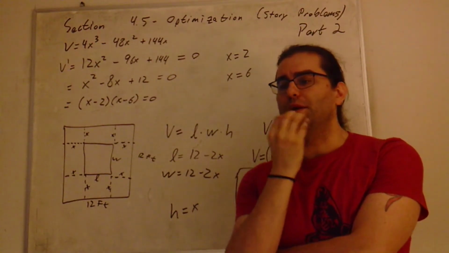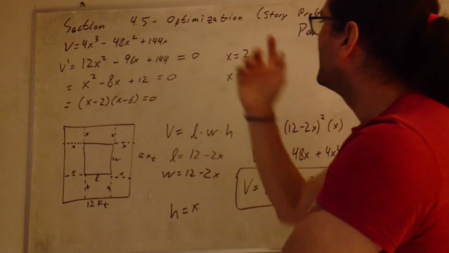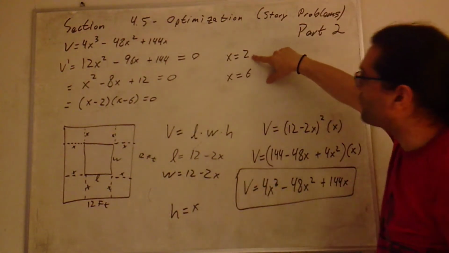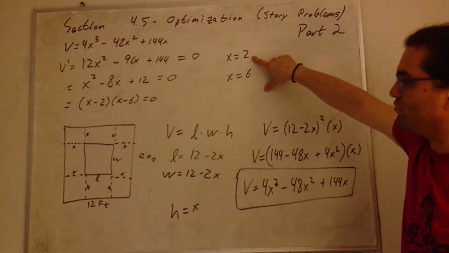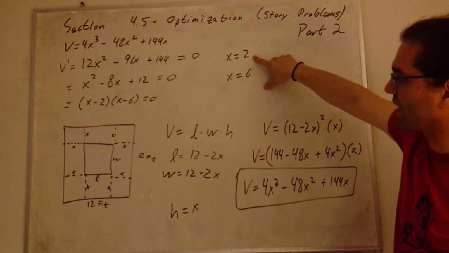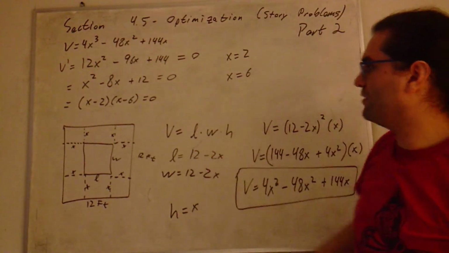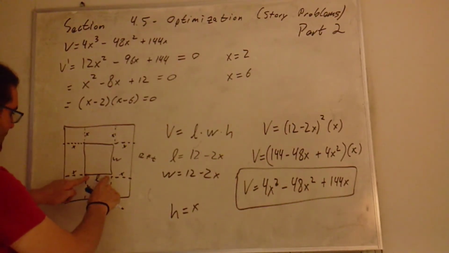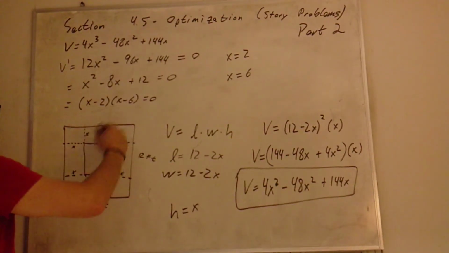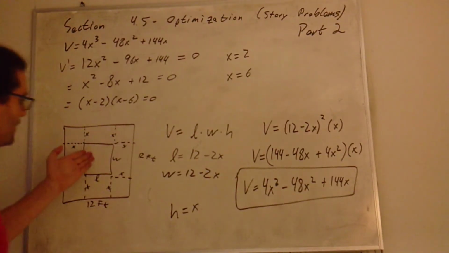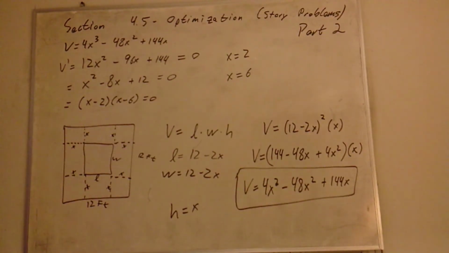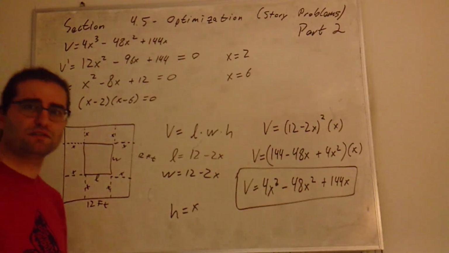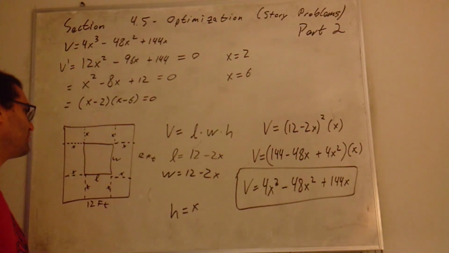Let's think about it. If we cut squares of side length 2 out of each corner, then we end up with a volume where there is 8 feet left in length, 8 feet left in width, and a height of 2. That'll give us 128 cubic feet of space. That's a chunk of cubic space. That's not small. That seems like a viable candidate for a maximum.